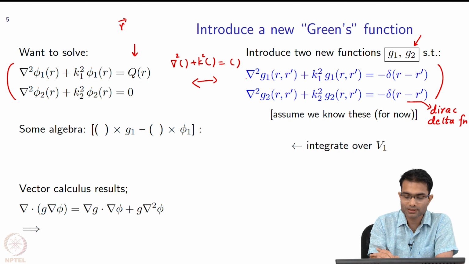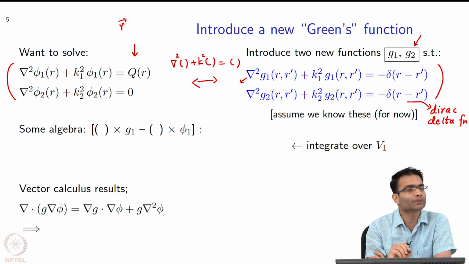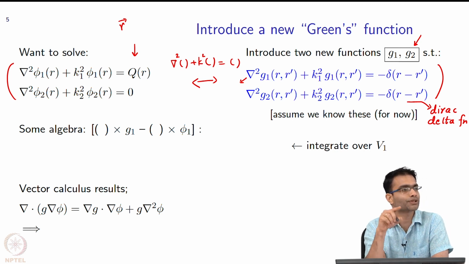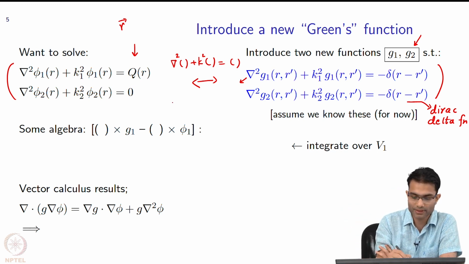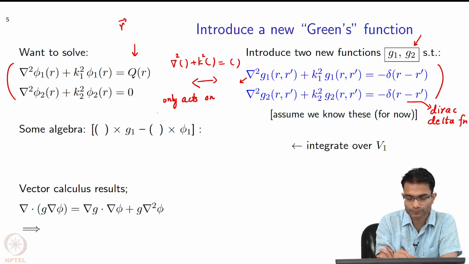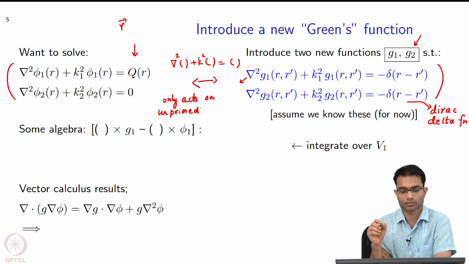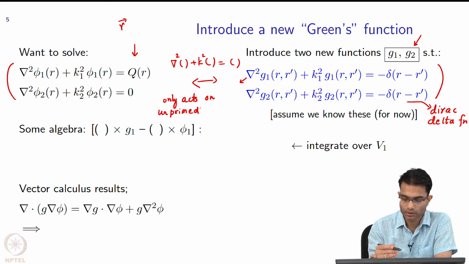Finally, this del squared operator is acting only on unprimed coordinates. So when it encounters any function of r prime, it is a constant. So this we will say only acts on unprimed. That is just an assumption, so I need not actually write it over here.